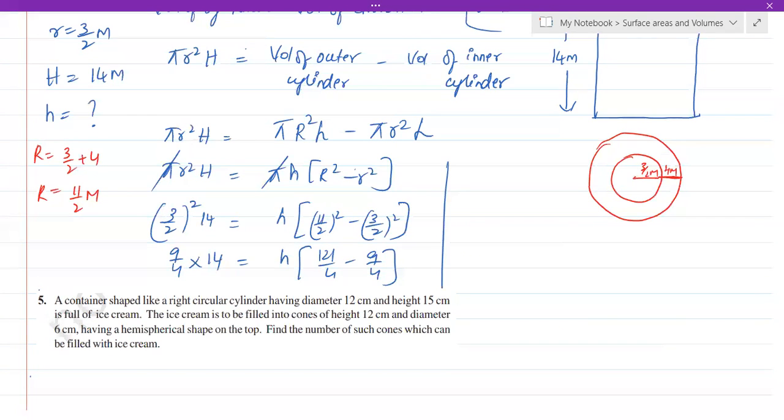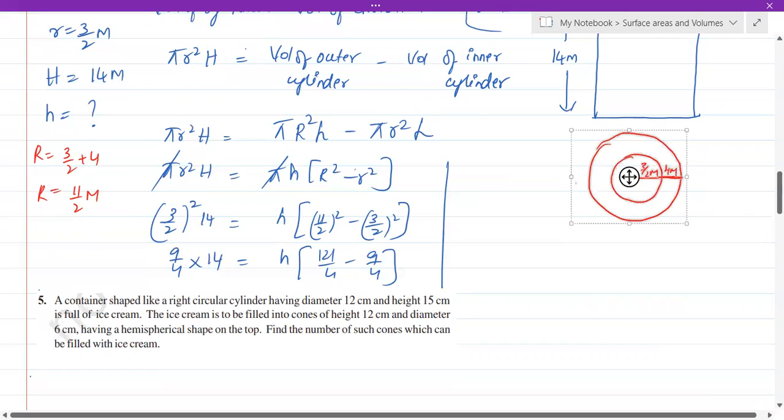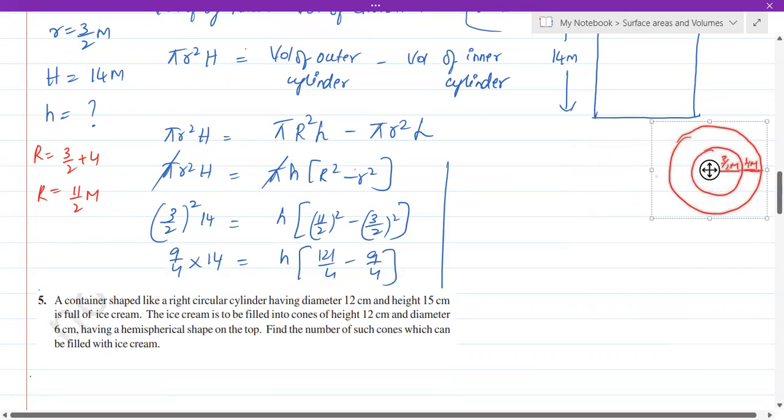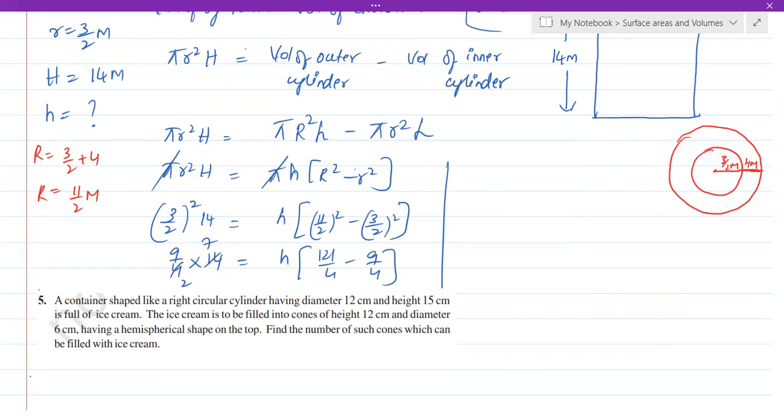Okay, so let us solve it here. So 9 by 4 into 14. 2 2s are 4, 2 7s are 14. So 9 into 7 is 63. 63 by 2 is equal to h. 121 minus 9 gives you 112 by 4. So you can cancel it. 4 2s are 8, 4 8s are 32. So 63 by 2, transpose 28 to the other side, equal to h.